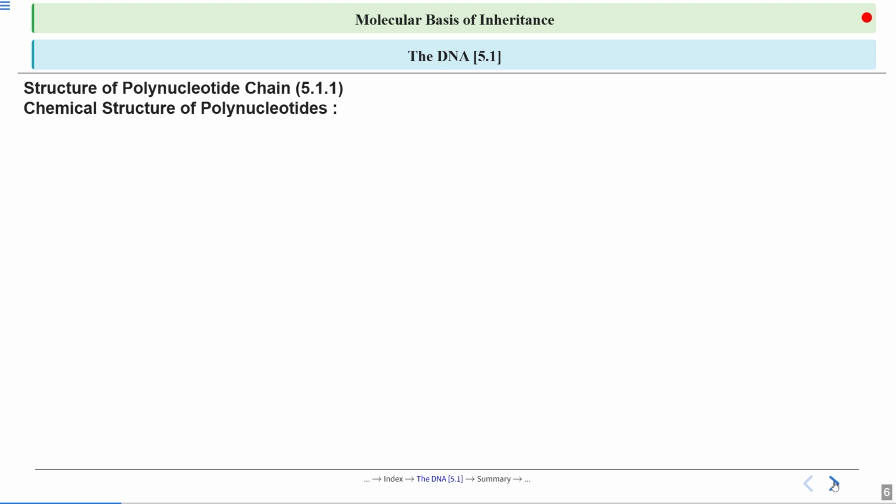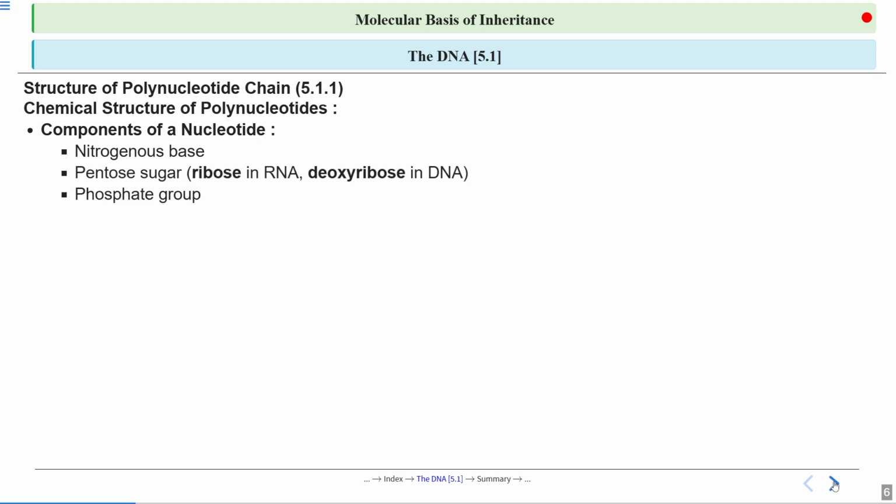So what is the chemical structure of polynucleotides? As I told, DNA is a long polymer of polynucleotides. So we will first understand what is a nucleotide. A nucleotide is a nitrogen base, pentose sugar and phosphate group. A nucleotide is a molecule that serves as a basic building block of nucleic acid. That nucleic acid can be DNA or RNA. You understand? It is a molecule that serves as a basic building block of nucleic acid.